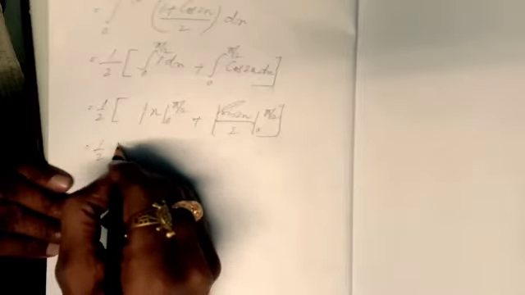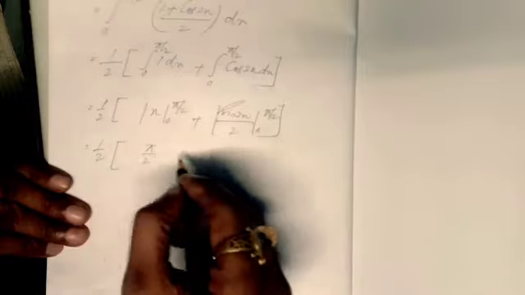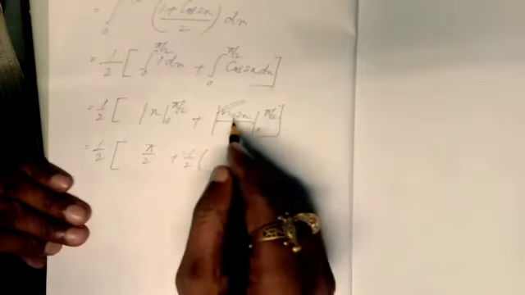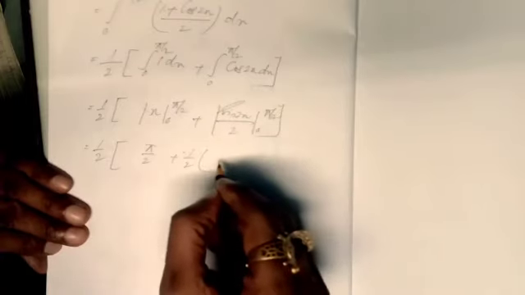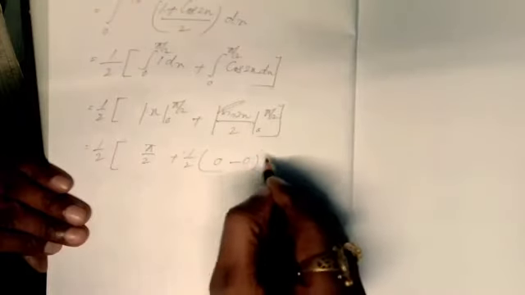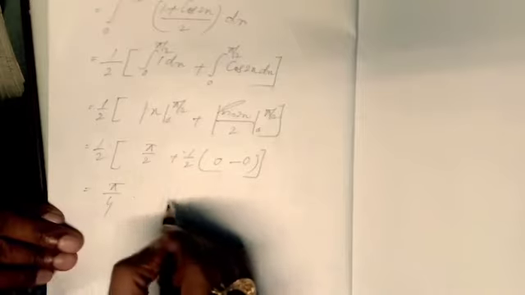After that 1 by 2 is outside. This is nothing but pi by 2 minus 0, means pi by 2. If I put here x equal to pi by 2, this will be sin pi, that will be 0, minus again sin 0, 0. The final answer will be pi by 4. This is the answer of number 3. Let us see the next question.